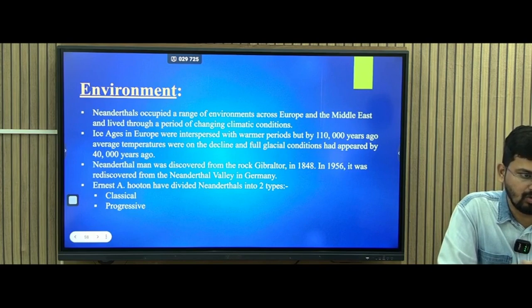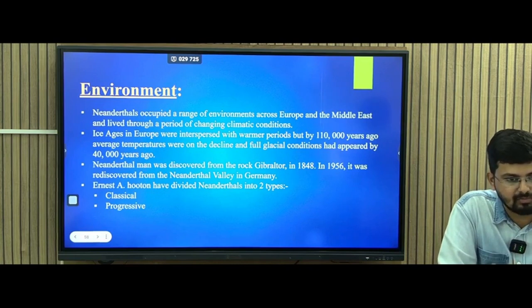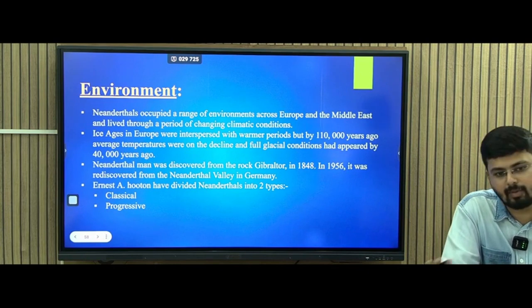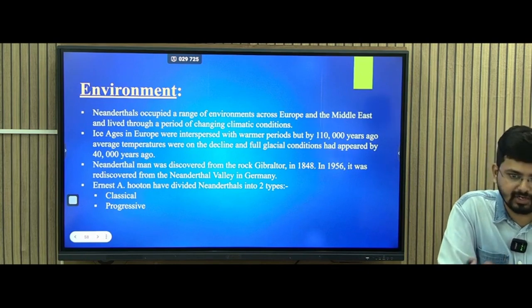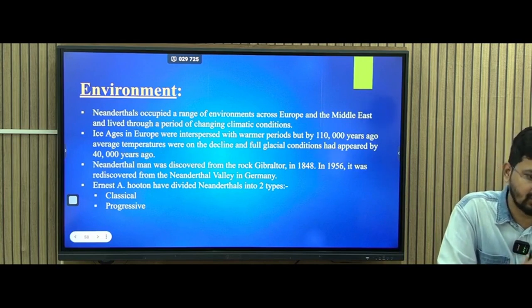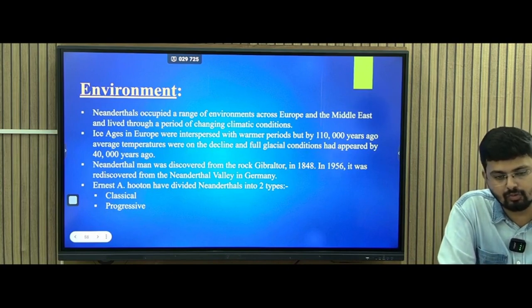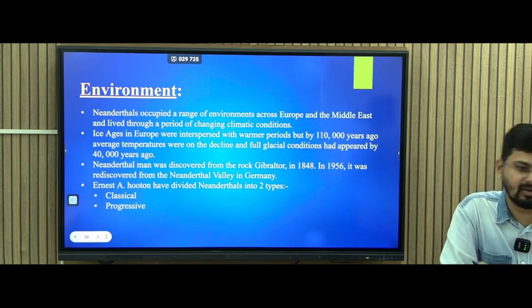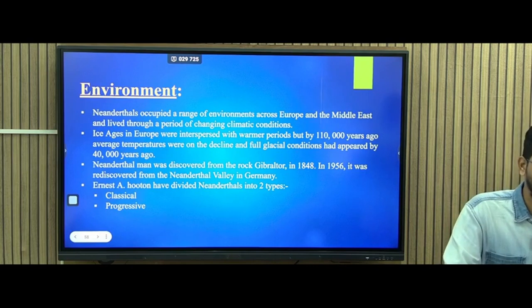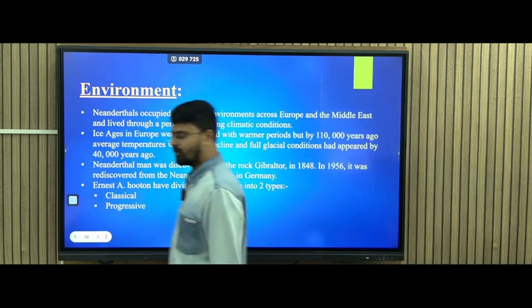So Homo neanderthal, is it divided into classical and progressive? It depends again on the studies that would come up in the future, whether we should divide it into two or not. But based on the morphological features, for the convenience of study, it is better to divide it into two. And this has even been accepted by Ernst A. Hooton. So this is classical and progressive.